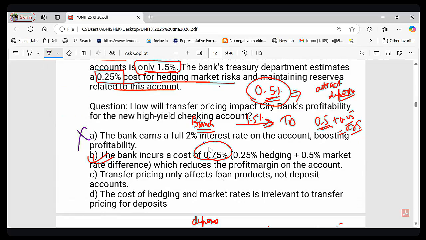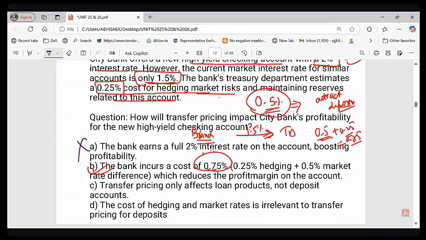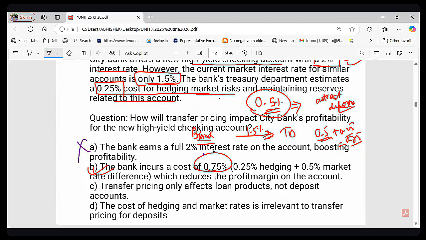The bank is paying 2% to the depositor, but due to transfer pricing adjustment it does not earn the full 2%, right? Try to understand. It is not earning the full 2%.